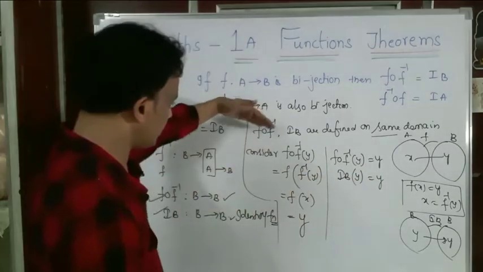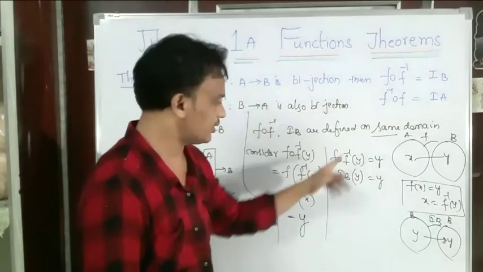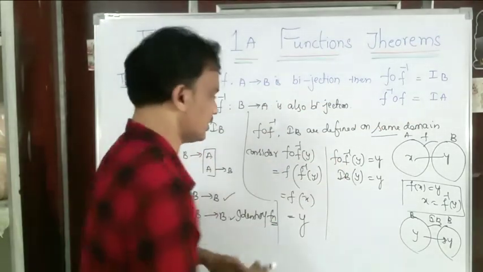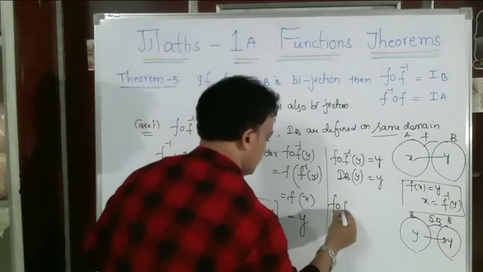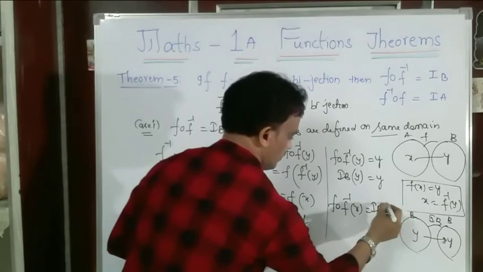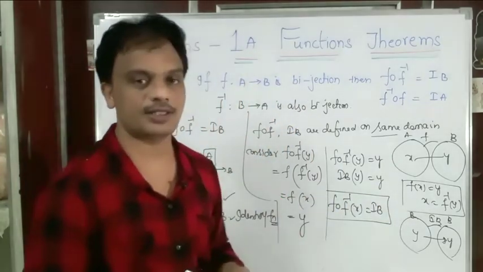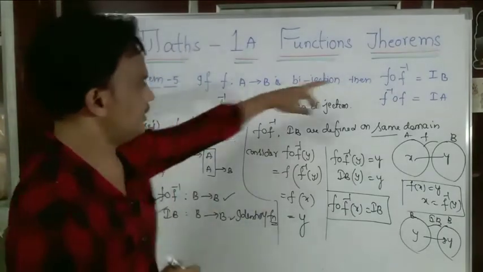So they are defined, f circle f inverse and IB are defined on the same domain, and their range is also equal. Finally, what do you say? Therefore f circle f inverse, the function, is equal to the identity function. Okay, that's okay. So this is about case 1, this part.